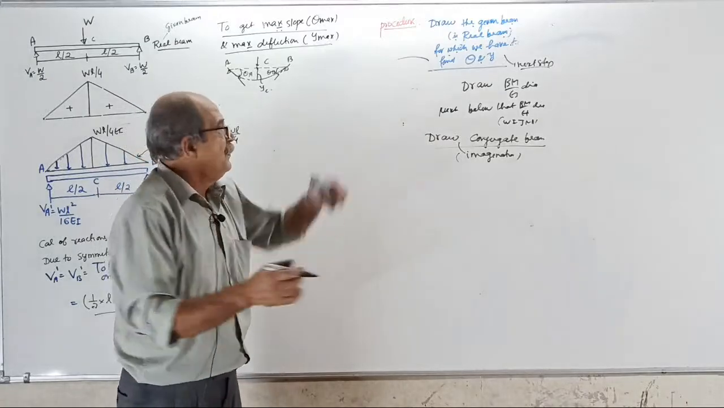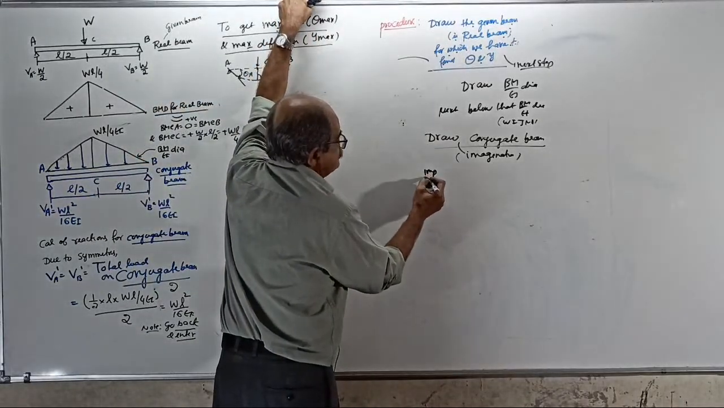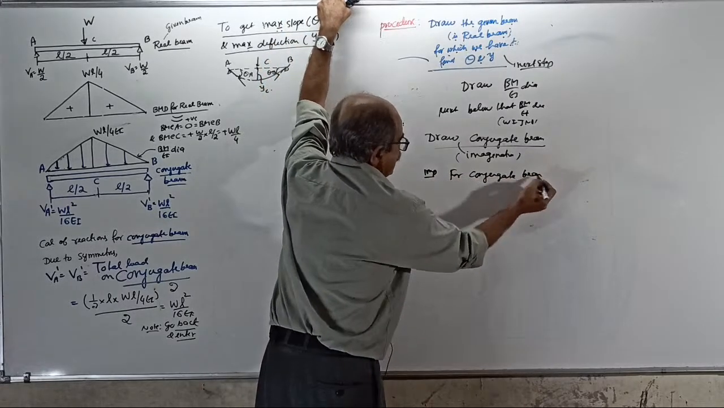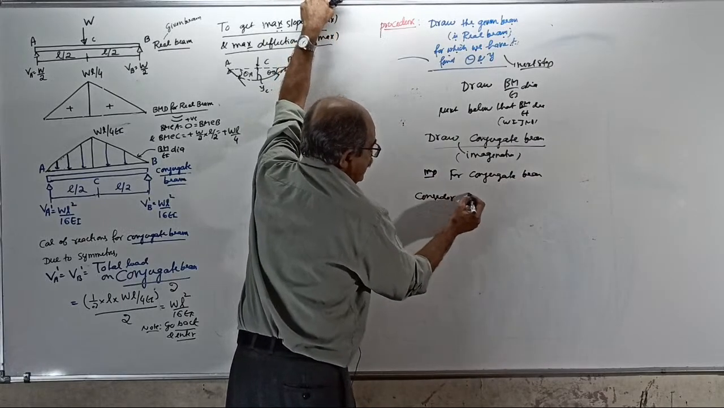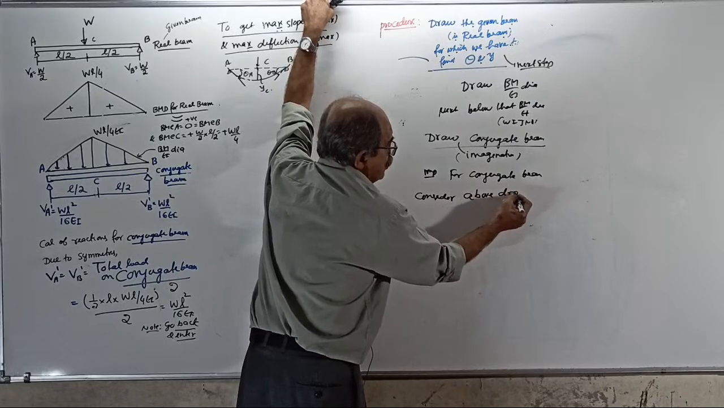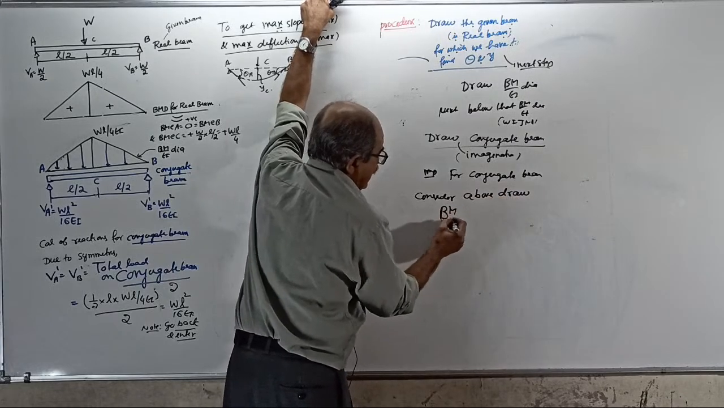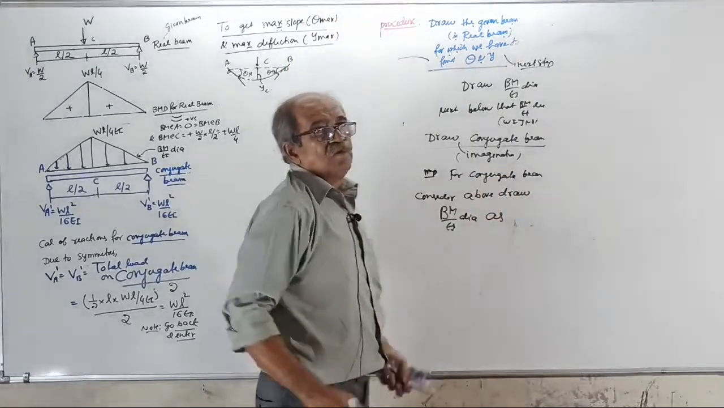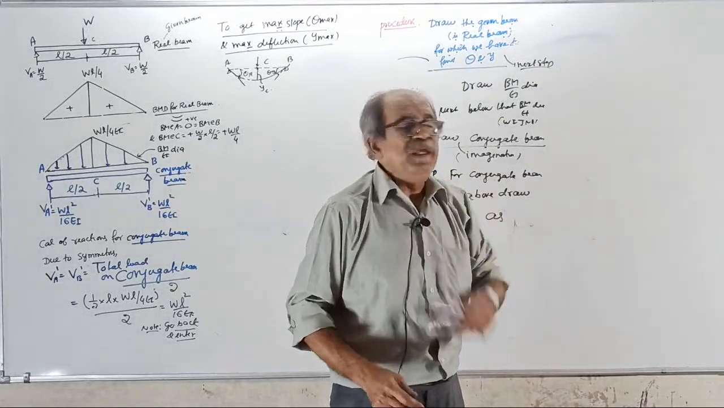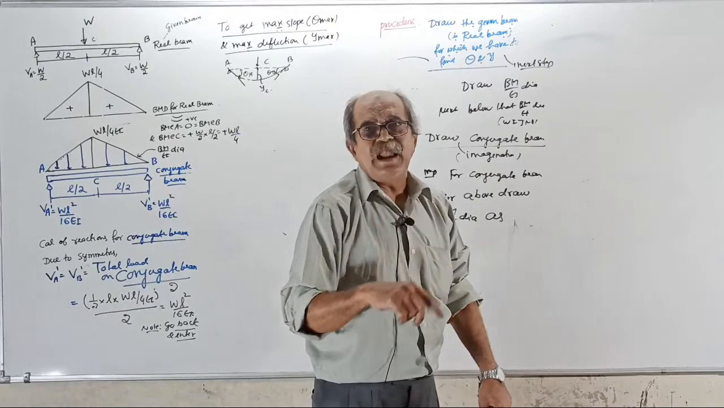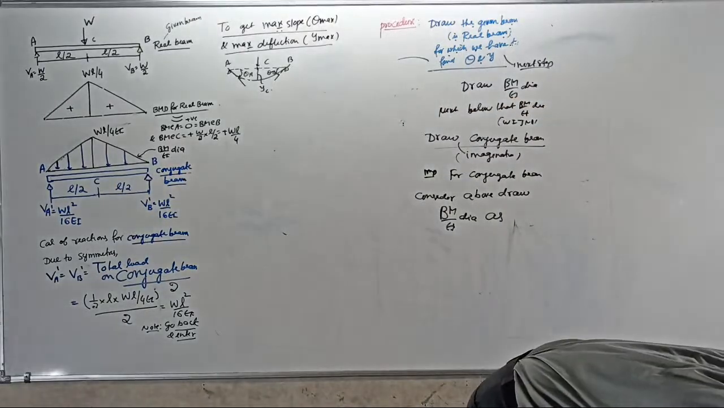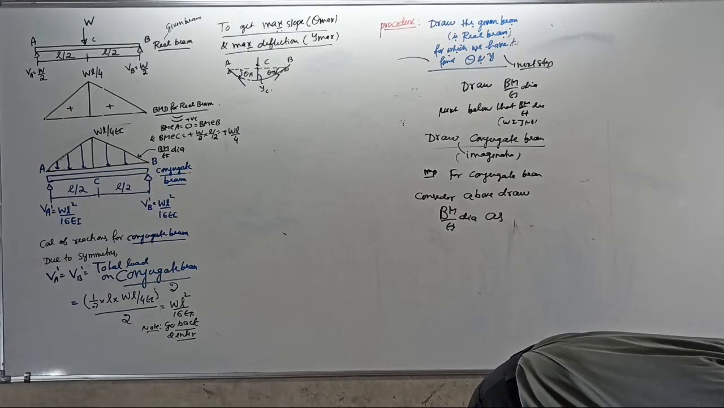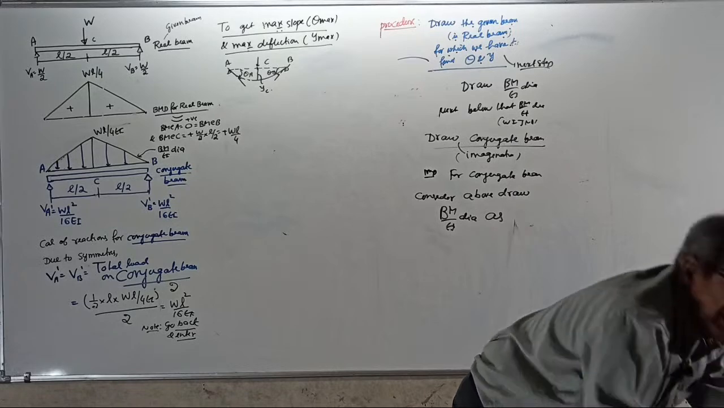Okay, now one important aspect. For the conjugate beam, consider the above drawn BM by EI diagram as what? Tell me. I already told the principle. For the conjugate beam, the above drawn BM by EI diagram is considered as what? I already told you. For the conjugate beam, the above drawn BM by EI diagram is the loading diagram.